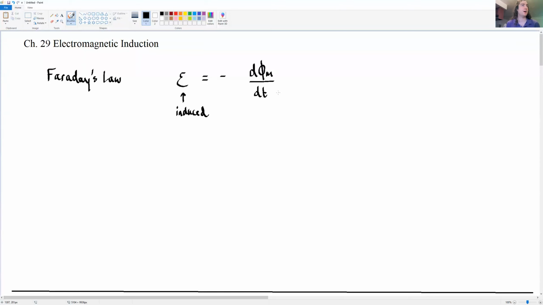Okay, and so let me remind you what magnetic flux is. It's exactly the same as electric flux, but with a magnetic field instead. So magnetic flux is this integral, a surface integral of the magnetic field on some piece of a surface described by this area vector dA.